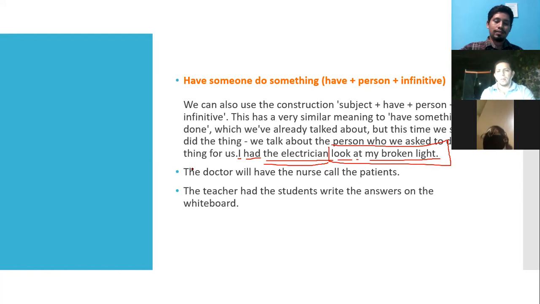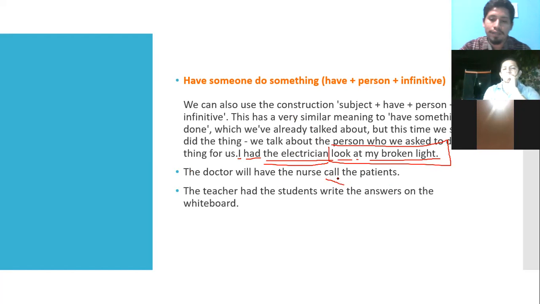Check out the second example, and it says, the doctor will have the nurse call the patients. Something that is different from the last structure is that in this one, we're going to use infinitive, okay? We're going to use infinitive in this part.